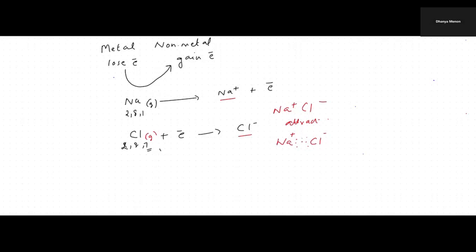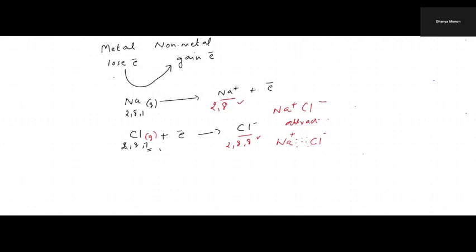Now, here this sodium ion is in the gaseous form, chloride ion is in the gaseous form. You must be thinking, sodium, after losing one electron, has attained a stable noble gas configuration of 2, 8. Chloride ion has also attained a stable configuration. Sodium ion is itself stable, chloride ion is itself stable. Then why do they need to combine?